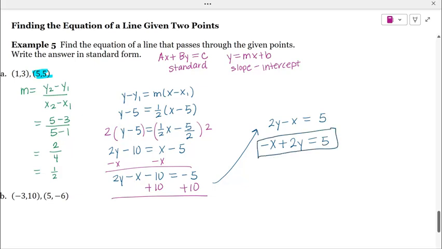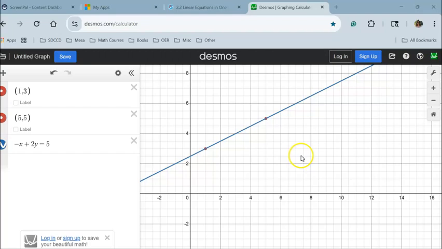Let's go to Desmos to check our answer. So over here in Desmos, I graphed the 2 points that we were given, and then I put the equation that we found for our final answer, and you can see that that line does in fact go through both points, so we know we found the correct answer.